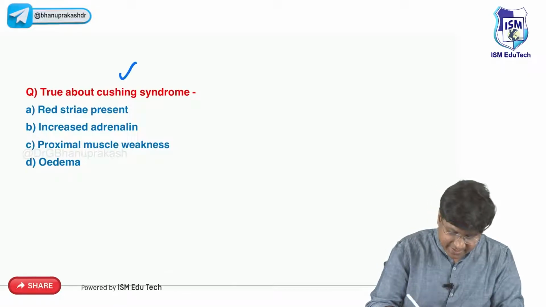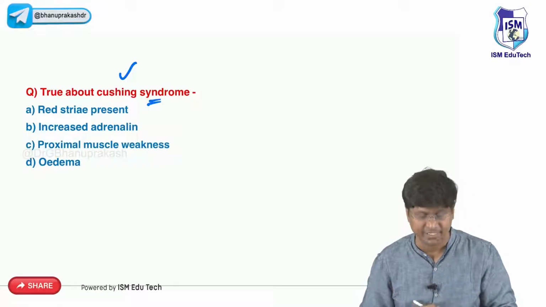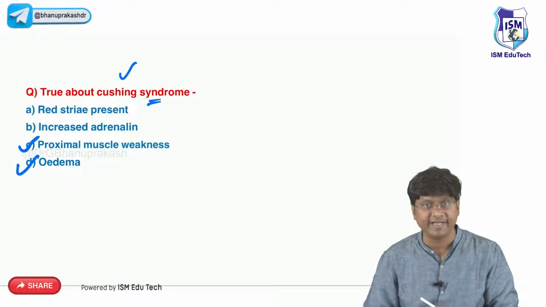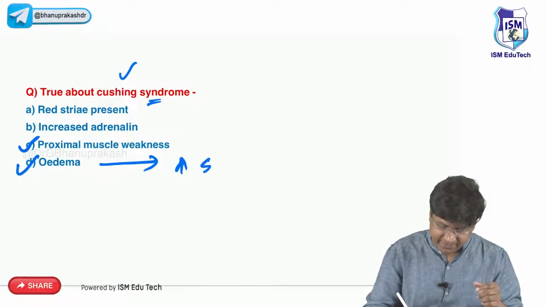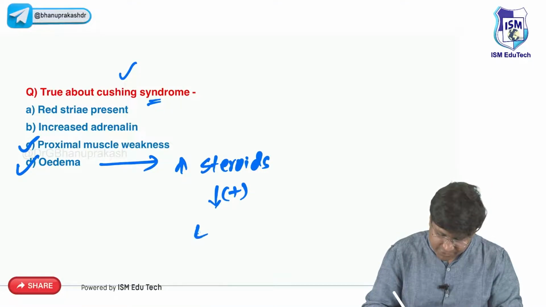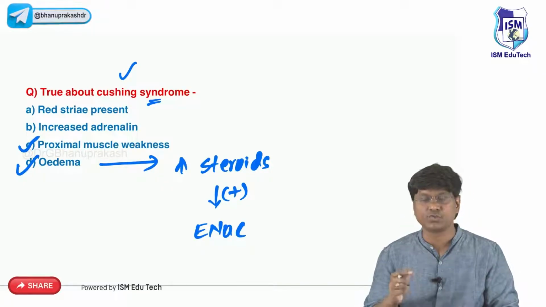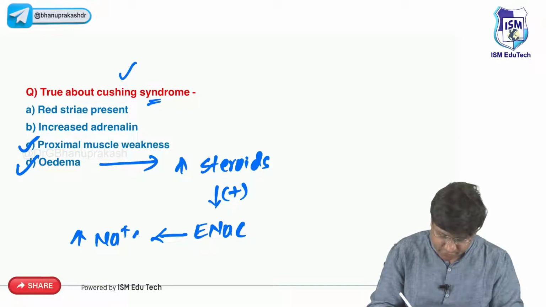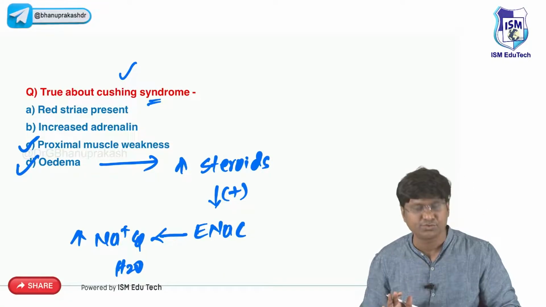Then, what is a true statement about Cushing syndrome? Red striae, increased adrenaline, proximal muscle weakness, and edema. So the true statement, please remember, is that these individuals can have proximal muscle weakness and they will also have edema. They will have edema because whenever there are excessive steroids in Cushing's, these excess steroids stimulate the epithelial sodium channels present on the distal convoluted tubule. When these channels are stimulated excessively, they cause increased sodium and water reabsorption, which results in edema in patients with Cushing syndrome.